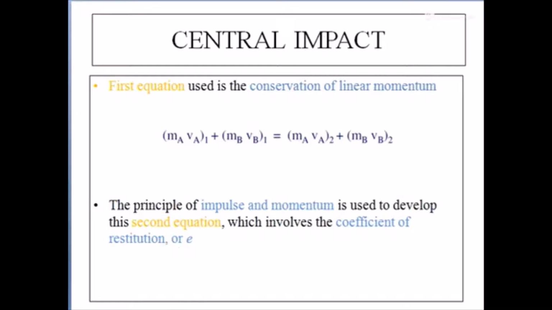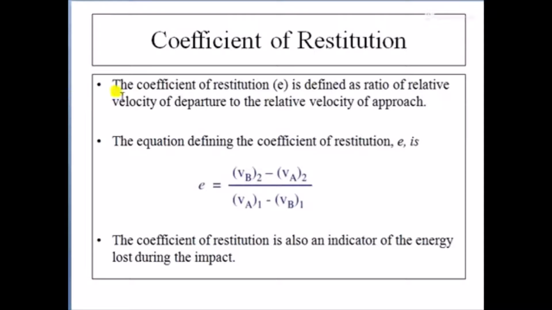Now, what is this coefficient of restitution and where does it come from? It is basically the ratio of the relative velocity of departure to the relative velocity of approach. In simple words, it is the ratio of the relative velocities of both objects after impact to that before impact. Considering the situation where the final velocities were VB2 and VA2, the difference of both is the relative velocity of departure. The difference of VA1 and VB1 is the relative velocity of approach.